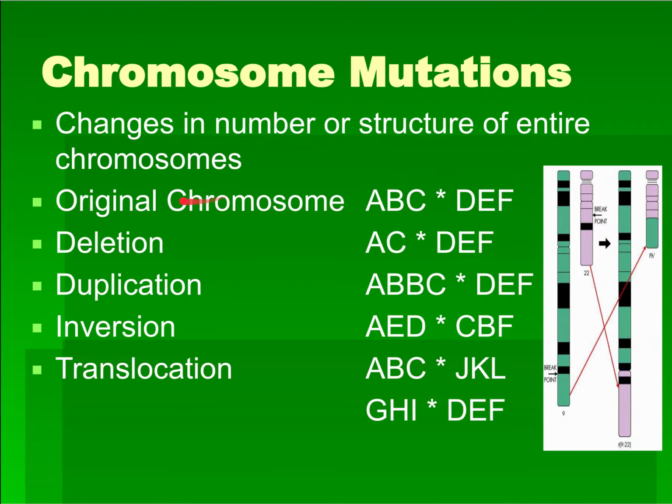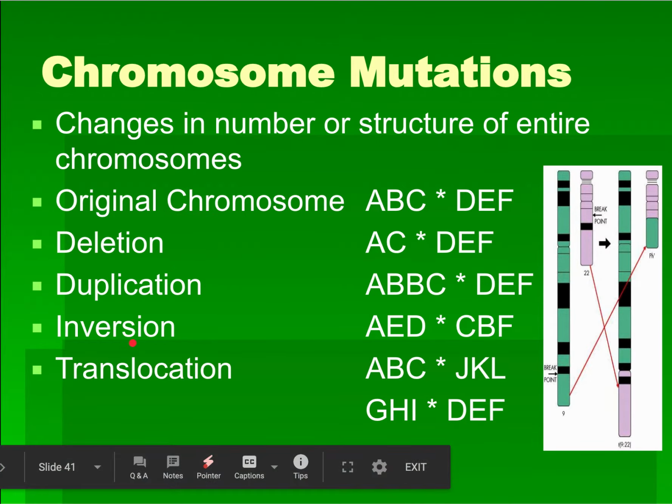All right, so this is going to be our original chromosome, and it's going to be ABC, and then next to it is going to be DEF. Makes sense, it's linear. With deletion, we're losing our B. We lost our B with our deletion. Now these are not letters, these are entire chromosomes or pieces of chromosomes. Then there's duplication, ABBC, DEF. We can see that there was a duplication of this B portion of the chromosome.